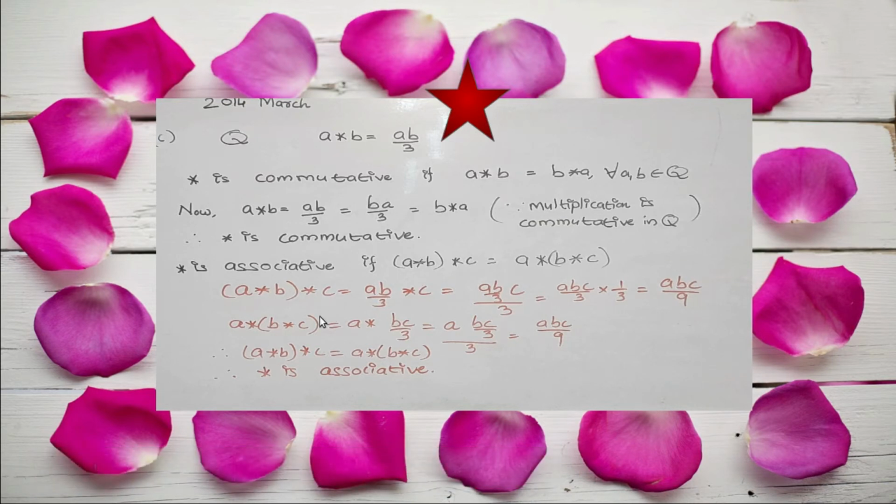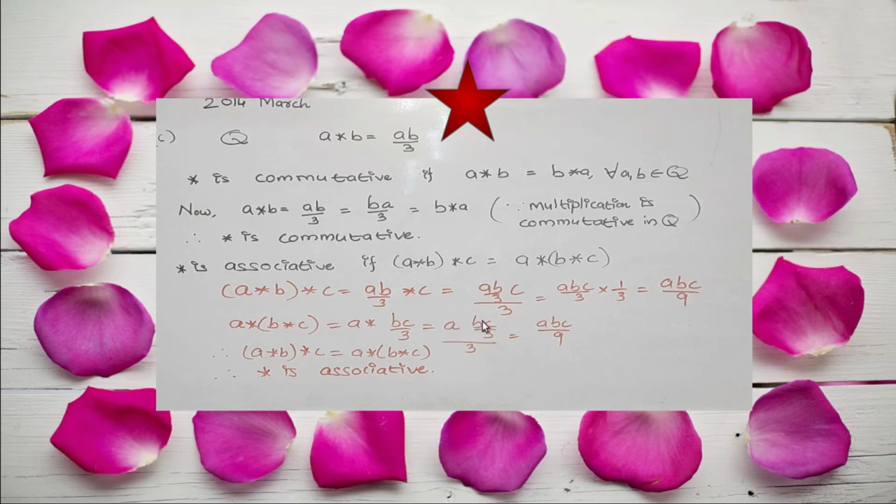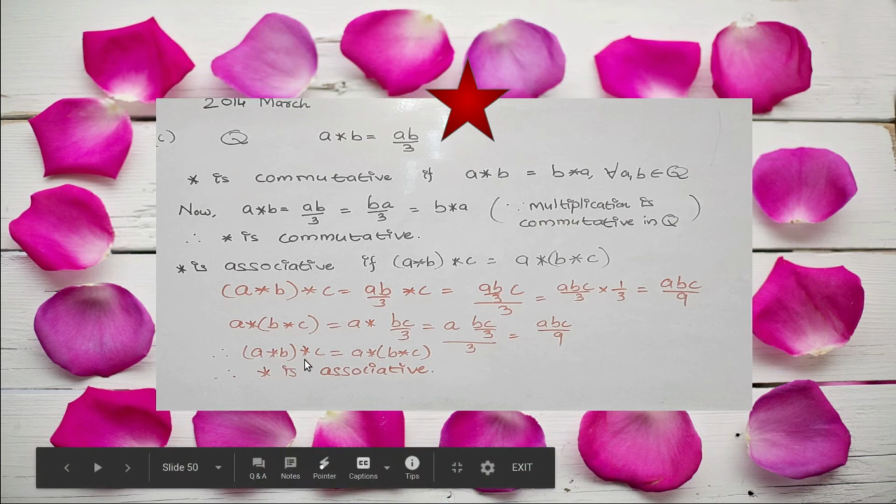Now take the RHS, a star (b star c). b star c is bc by 3. Now this is of the form a star d, and a star d is ad by 3. So we get a times bc by 3, by 3. Now this is abc by 3 divided by 3, that is abc by 3 into 1 by 3, that is abc divided by 9. So we have (a star b) star c equal to a star (b star c). So star is associative.